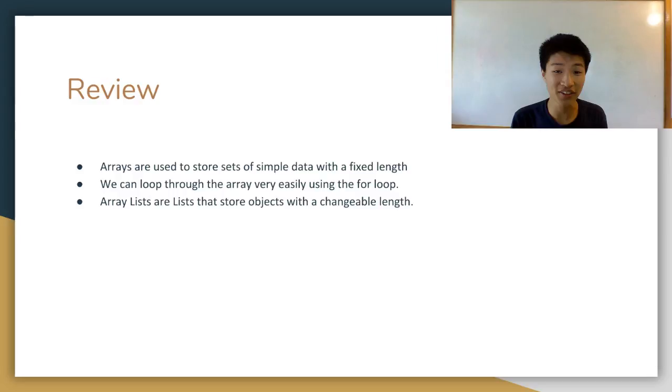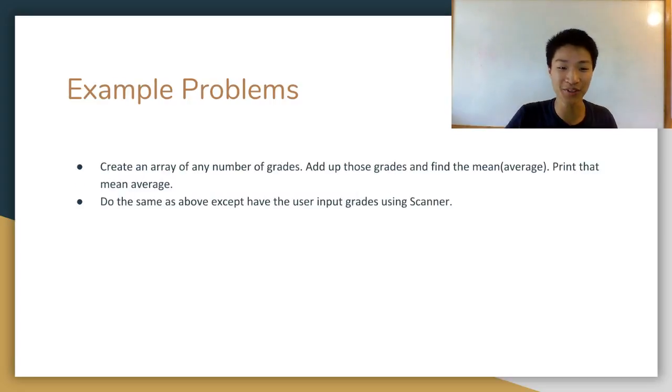Array lists are lists, or basically arrays, that can store objects instead of just simple data. And the best part about array lists is you can change the number of items that are inside of it. So it allows for dynamic length. That's our review.